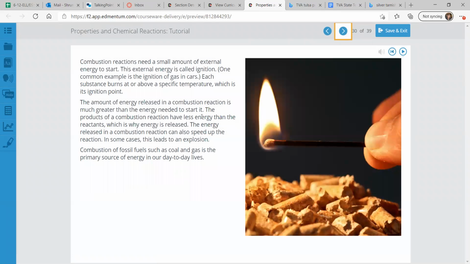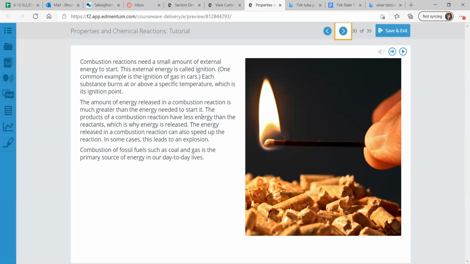Combustion reactions need a small amount of external energy to start. So it's like the decomposition type of reaction. And that external energy is called ignition. One common example is the ignition of gas in cars. Each substance burns at or above a specific temperature, which is its ignition point. The amount of energy released in a combustion reaction is much greater than the energy needed to start it. The products of a combustion reaction have less energy than the reactants, which is why energy is released.